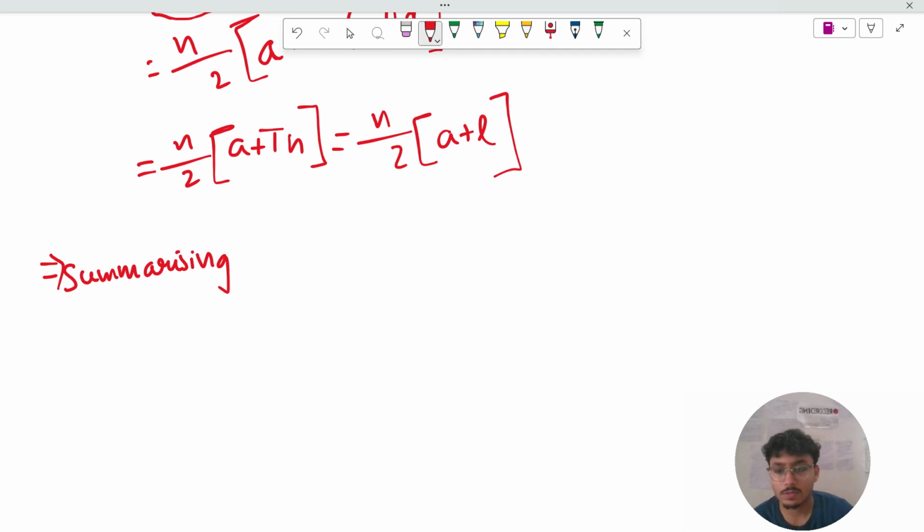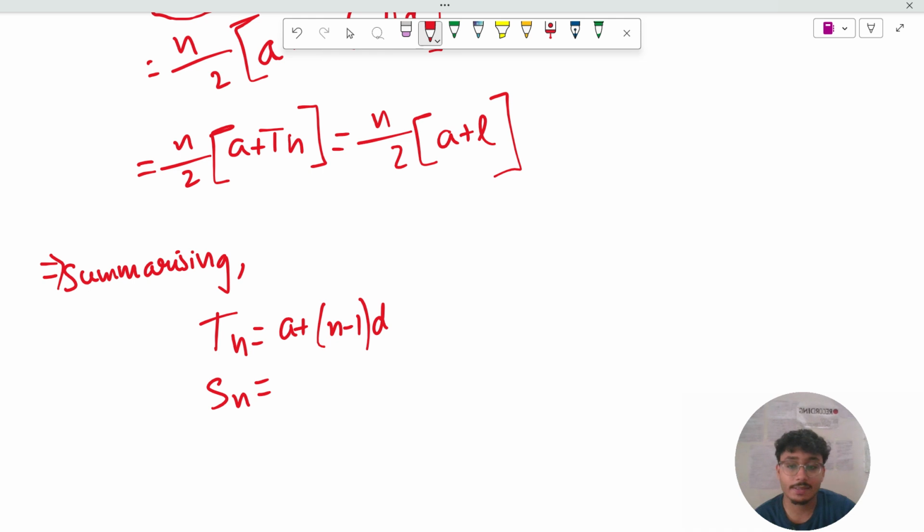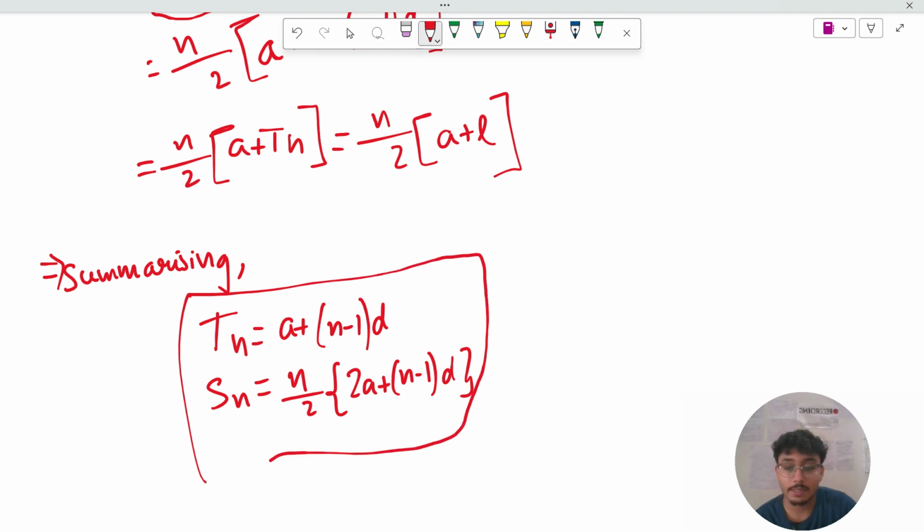So summarizing, what do I get as my formula? My Tn is a plus n minus 1 into d, and my Sn is n by 2 into 2a plus n minus 1 into d. So these two are my mother formulas for this chapter.